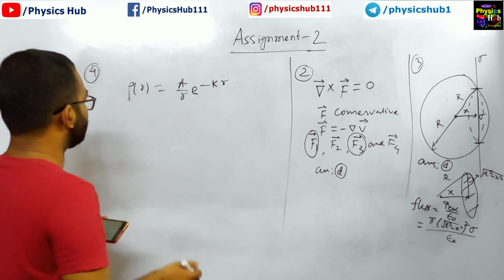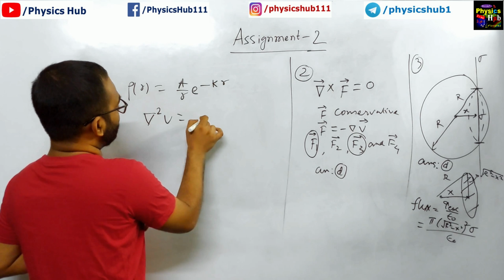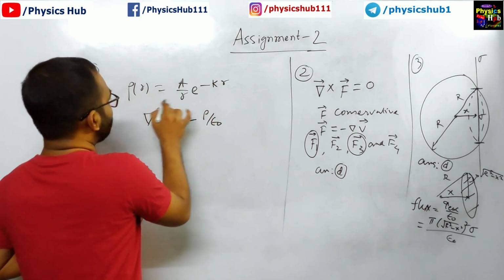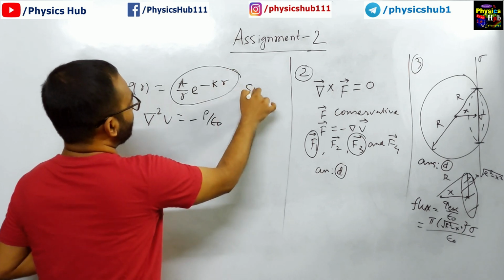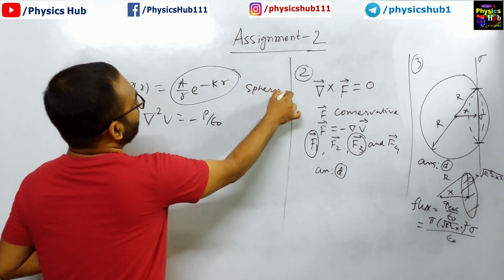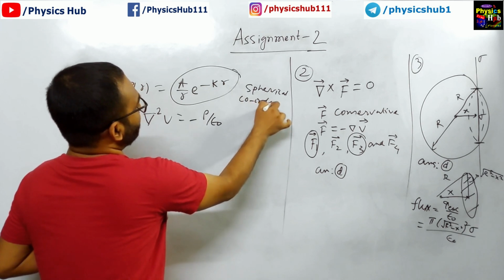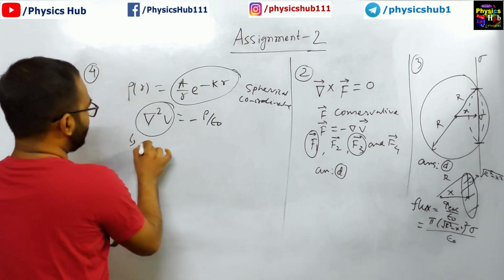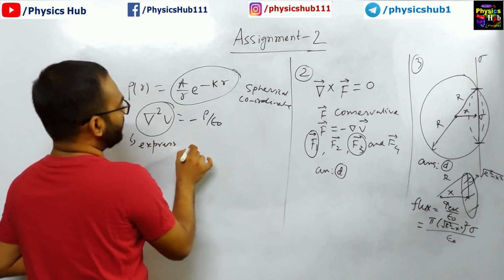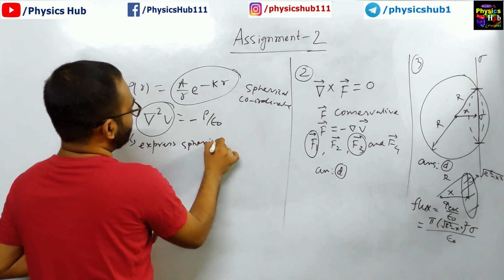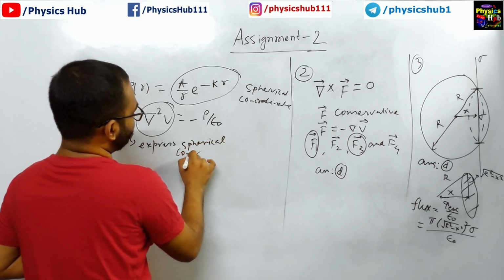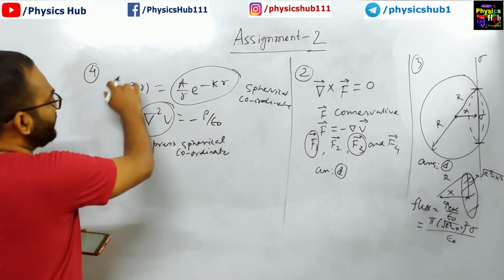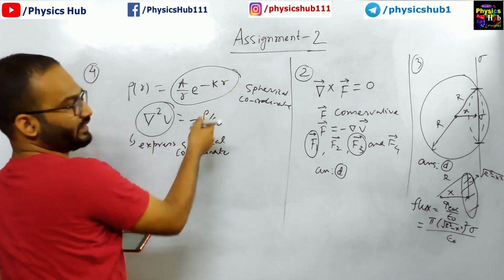So you know the Poisson's equation, grad square V is equal to minus rho by epsilon naught. Now this is given in spherical polar coordinates. So what you have to do? If this is given in spherical polar coordinates, you will express this grad square V, this is the Laplacian, in spherical polar coordinates, and the convenient part is rho is given. You see, only the r part is given.